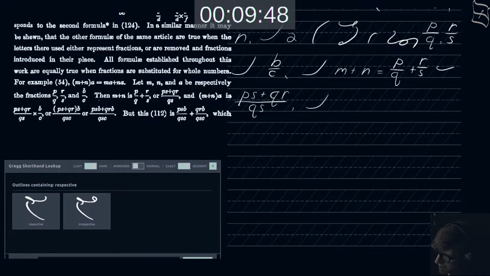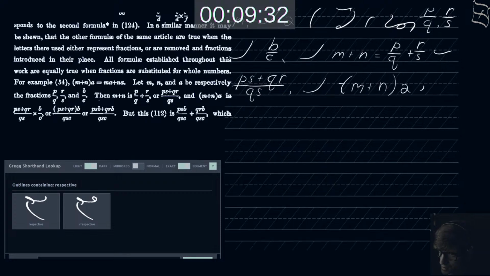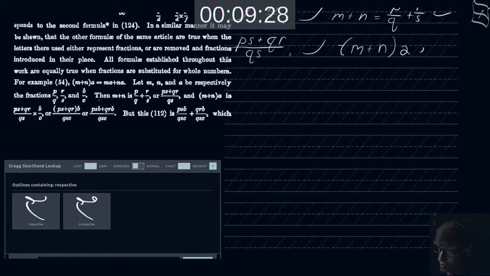And so that's the value. And M plus N, open parenthesis, M plus N times A is therefore going to be, if we do substitution, PS plus QR all over QS times B over C.